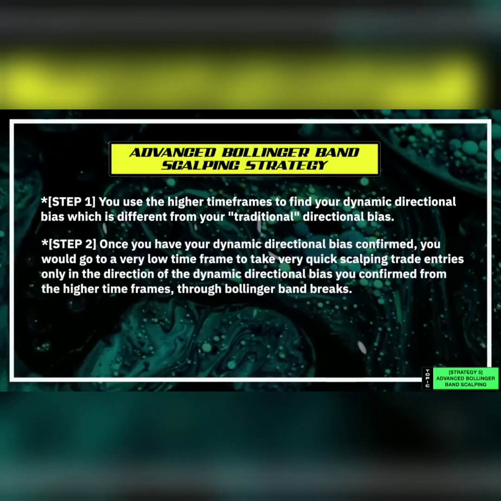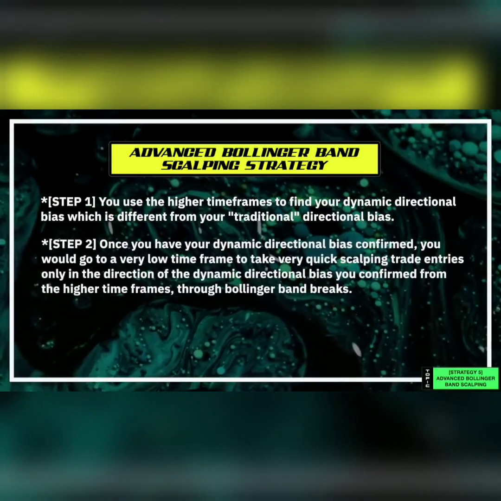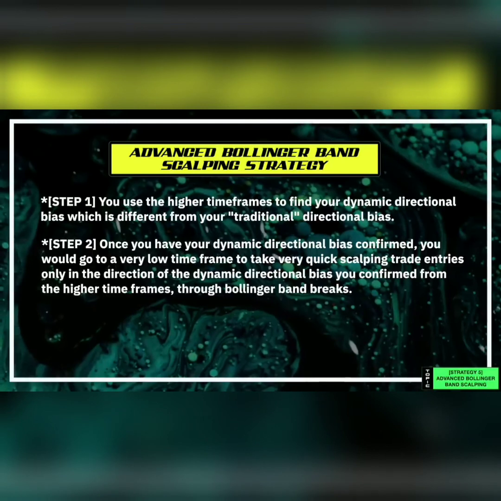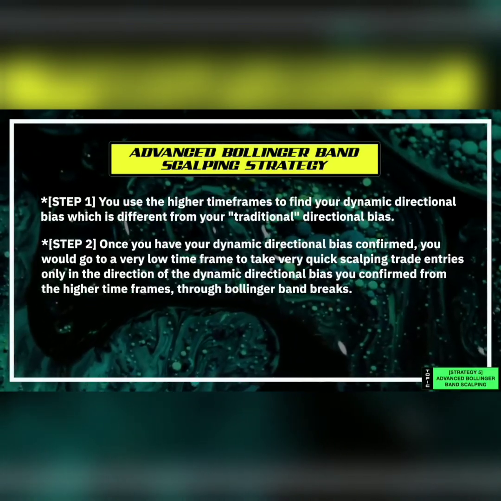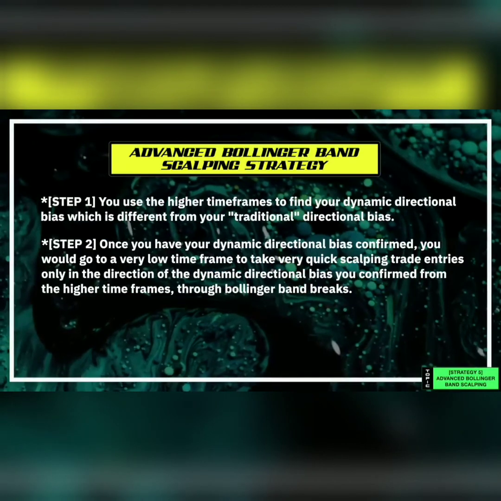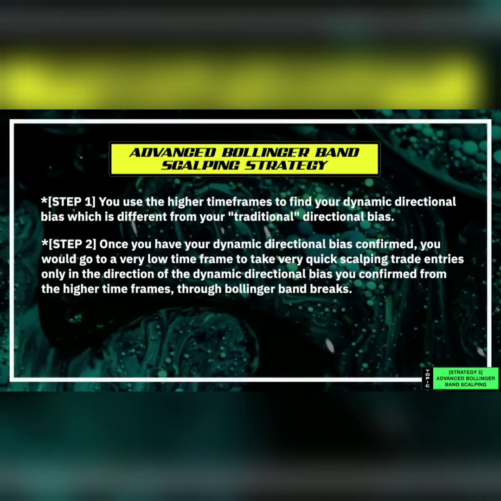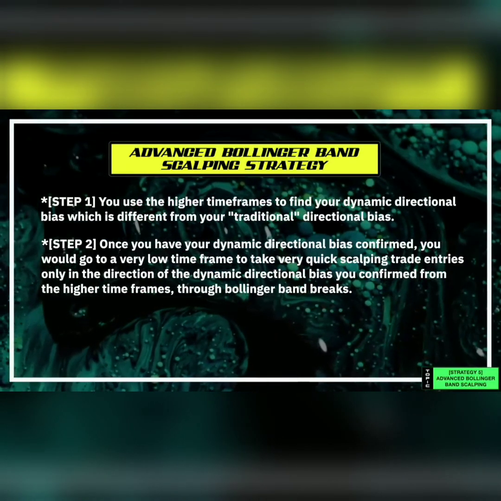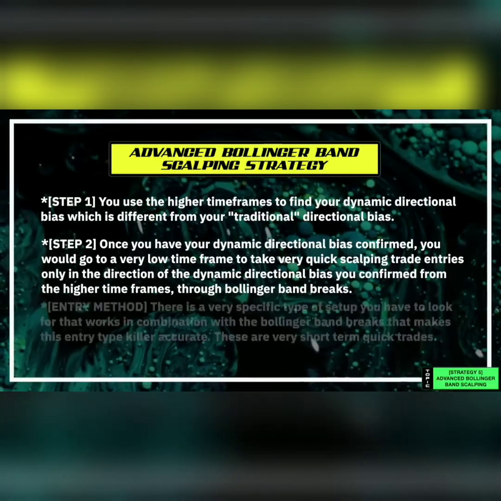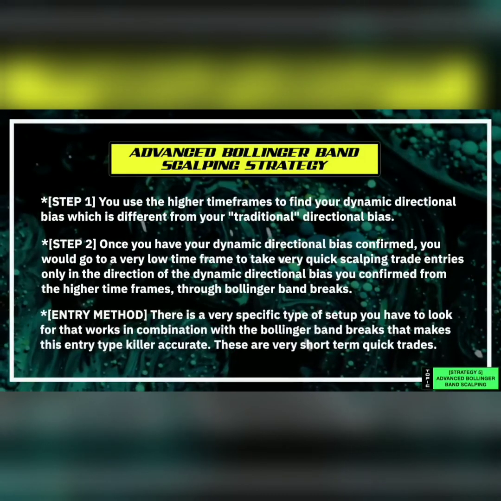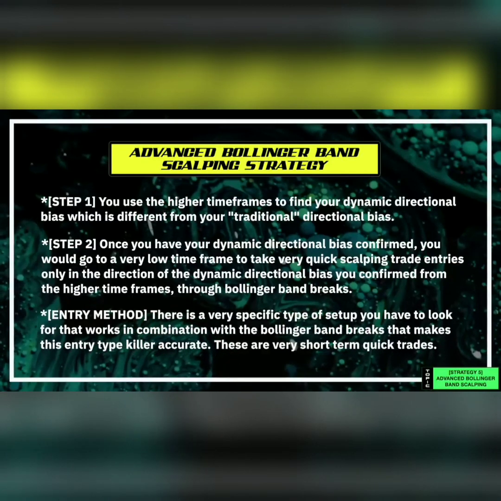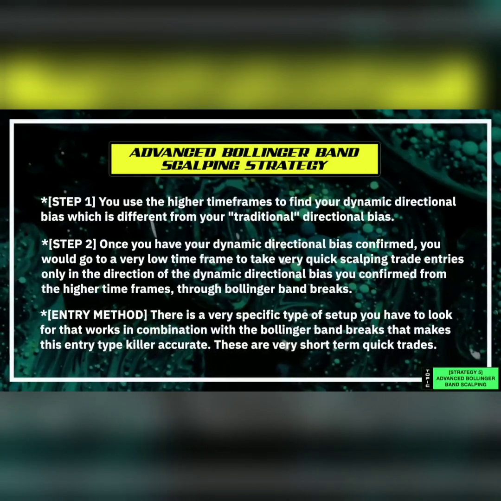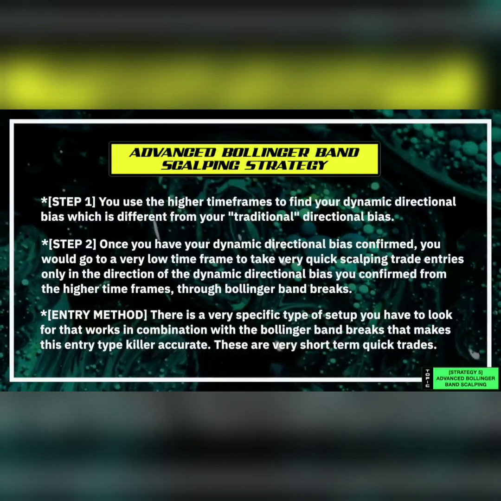Step 2. Once you have your dynamic directional bias confirmed, you would go to a very low time frame to take very quick scalping trade entries, only in the direction of your dynamic directional bias you confirmed from the higher time frames, through finding Bollinger Band breaks. There is a very specific type of setup you have to look for that works in combination with the Bollinger Band break that makes this entry type killer accurate. These are very short-term, quick trades.